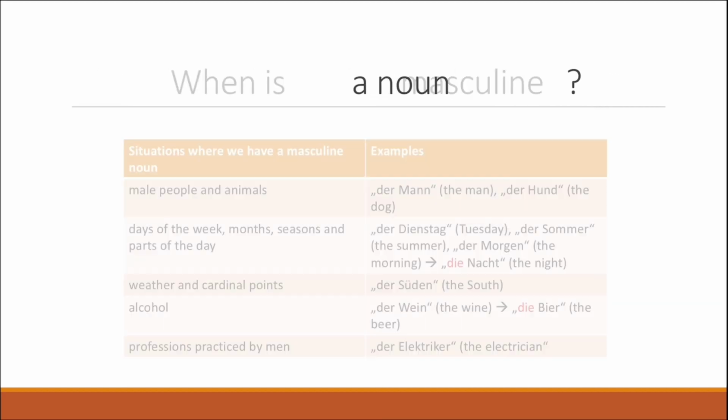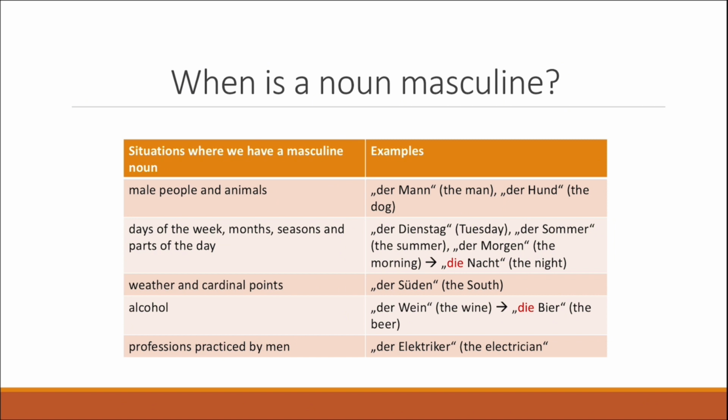For instance, when do we know if a noun is masculine? We know that a noun is masculine if we observe some specific situations. If we are talking about male people and male animals, then we know that the noun is masculine, such as der Mann, which means the man. So we're talking about a male person, and because of that, the noun is going to be masculine, or der Hund, while we're talking about a male animal.